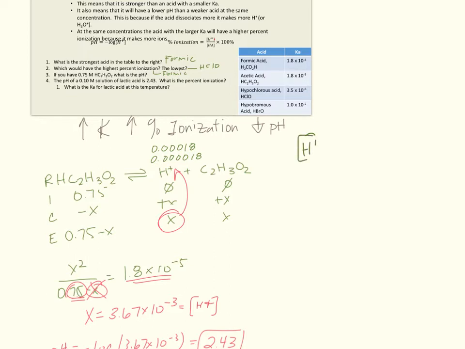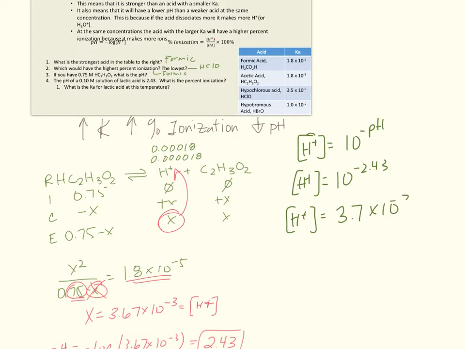Okay. Concentration of H is going to be equal to 10 to the negative pH. And so that's 10 to the negative 2.43. So if I stick that in my calculator, I get 3.71 or 3.72. So 3.7 times 10 to the negative third is my concentration of H.